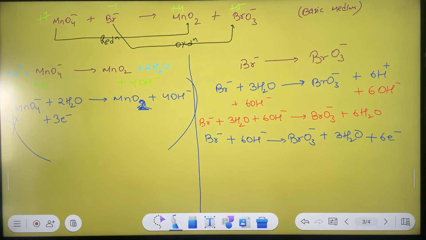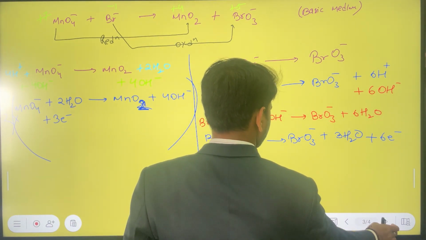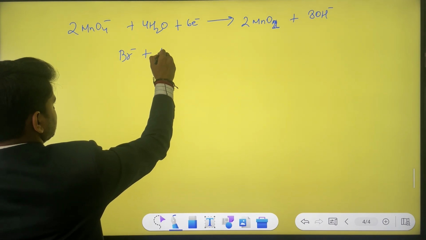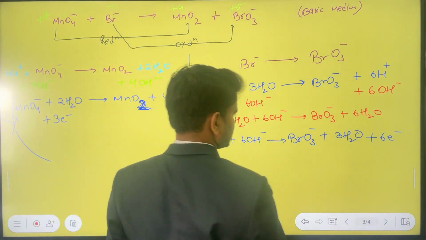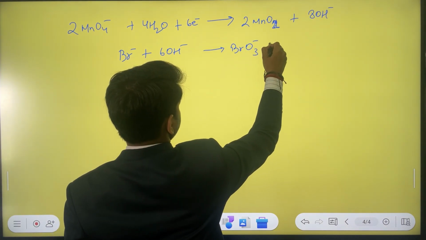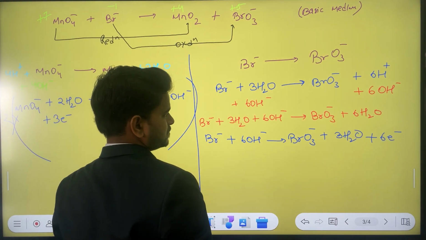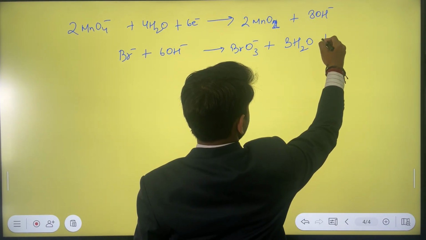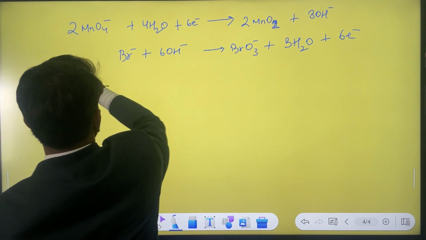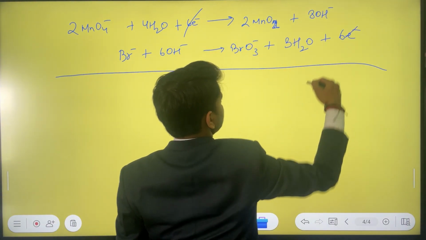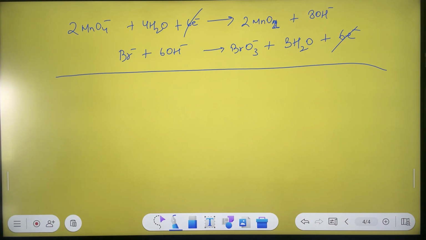This is the balancing. And what about this thing? We will write it as it is. We don't need to worry about balancing it. Br minus plus 6 OH minus, giving you BrO3 minus plus 3 S2O plus 6 electrons. Okay. Now balance these two, as simple as that. Add these two, nothing is special. 6 electrons will cancel out 6 electrons, and we have MnO2, MnO4 minus, so we will write as it is.